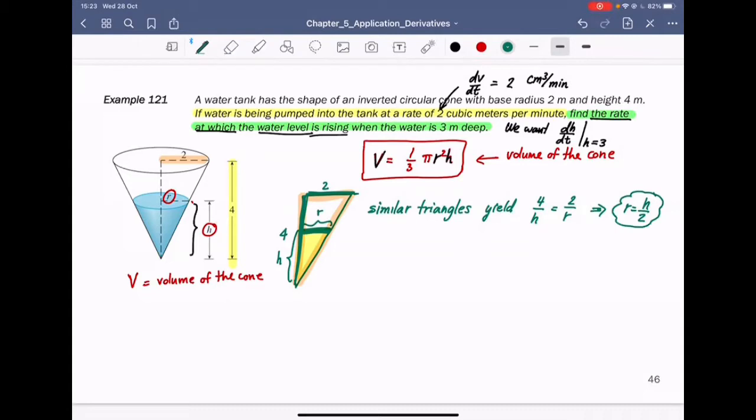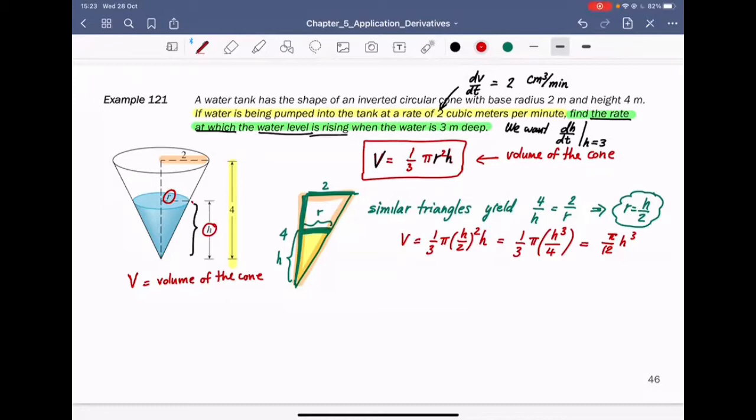And then now you can plug this back into the relationship. So I'm going to get V equals 1/3 times pi times h over 2 squared times h. Well, this is 1/3 times pi times h cubed over 4. Simplify a little bit more: pi over 12 times h cubed. So now the relationship has reduced to V equals pi over 12 times h cubed.